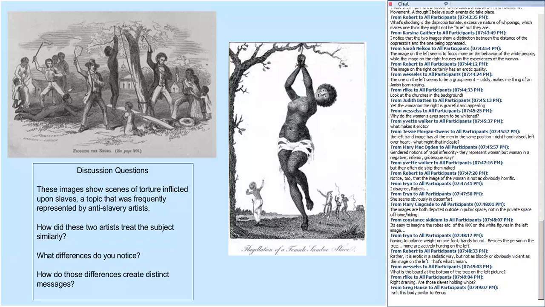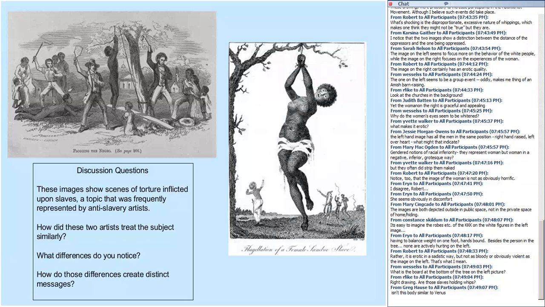Emily? Yes. I was just wondering why in that image the woman is so much larger than the men who are whipping her. Is that kind of an implication that the fact that they're whipping her is going to actually undo them, or it's going to have some negative impact on them? I'm just trying to figure that out a little bit more.